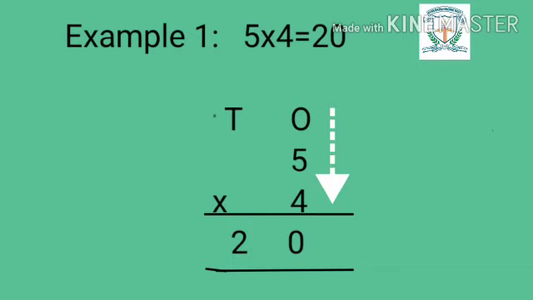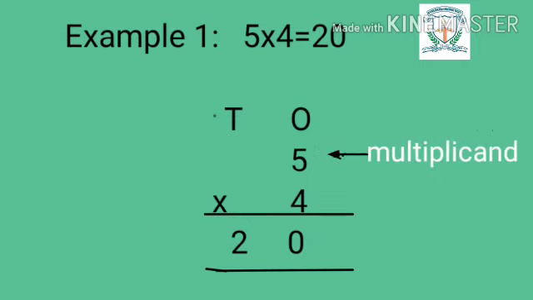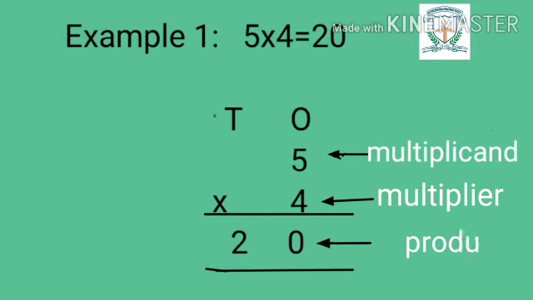So 5 multiplied by 4 is equal to 20. The product which we have got is two-digit number, that is 0 ones and 2 tens. So we write 0 in ones place and 2 in tens place. Here 5 is a multiplicand, 4 is a multiplier, and 20 is the product.